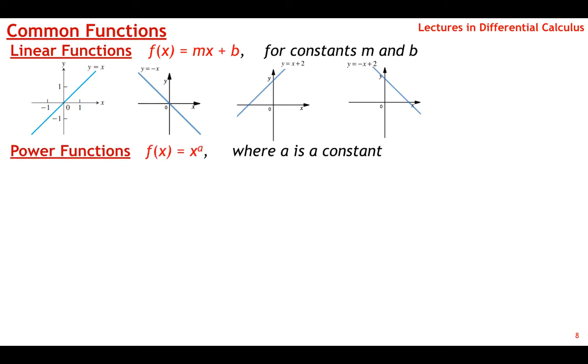The second type of functions are power functions, which are defined as a function f of x is equal to x power a, where a is a constant. They are called power functions. Now we can discuss it in three cases depending upon the value of a. Say if a is a positive integer, like a is 1, a is 2 and so on, then it is like y is equal to x power 1, or y is equal to x square, y is equal to x cube, y is equal to x^4.